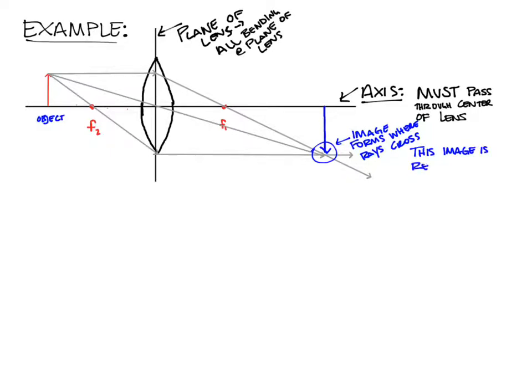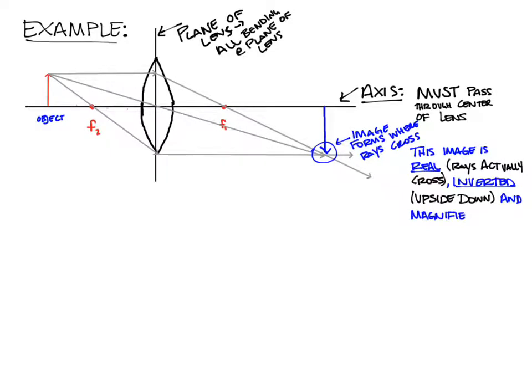This image is real, meaning that the light rays actually cross, meaning that I could project this onto a surface. That makes it real. It's inverted, which means upside down. And this image is magnified. It's bigger than the object. Those are the words that we're going to use to describe this image.